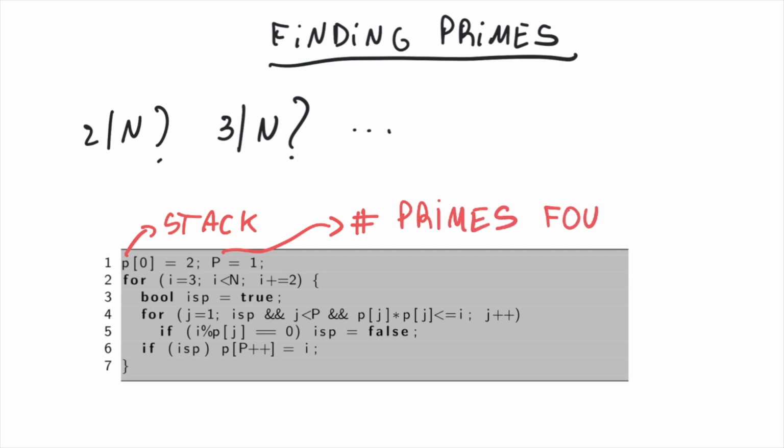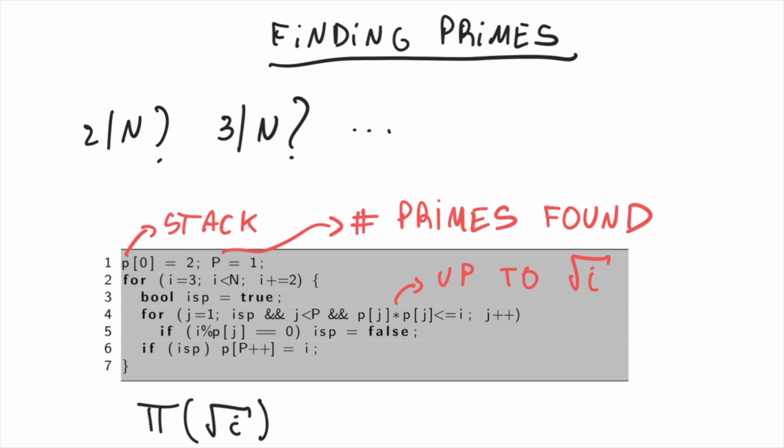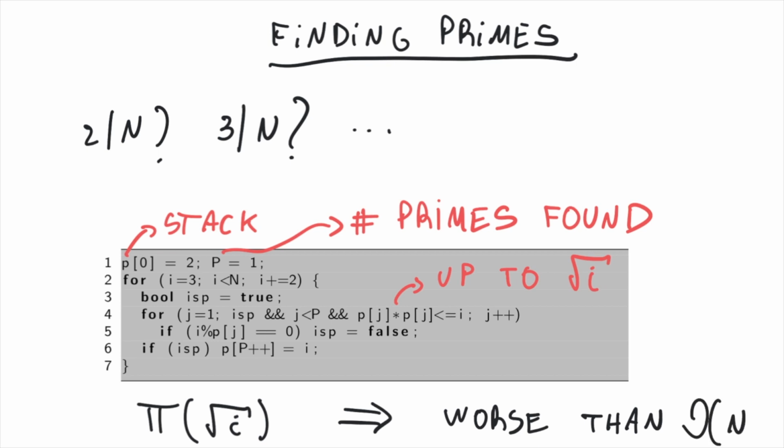And you should notice that for each i from 3 to n, we run through the primes p_j up to the square root of i. What this means is that the running time is controlled by the number of prime numbers up to the square root of i. So this is just notation for the number of prime numbers up to a given number. And then this is a running time that is worse than linear, right? It should be worse than O(n). But we can do much better.